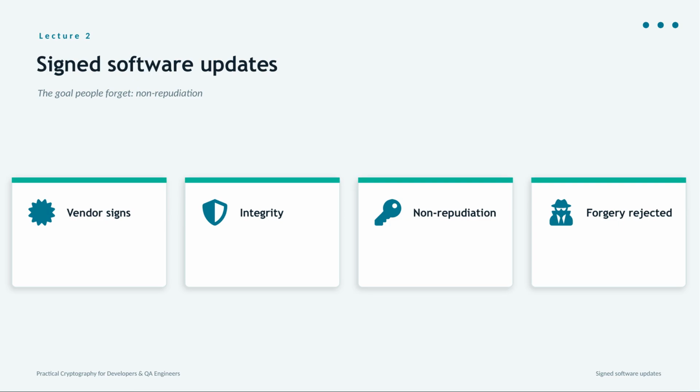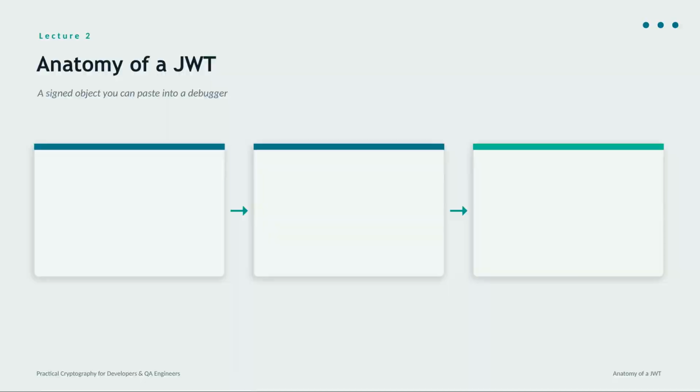This is why tampered updates get rejected automatically. The signature is a proof, and your machine checks it every single time. Now let me show you what proof actually looks like, because you'll run into it.